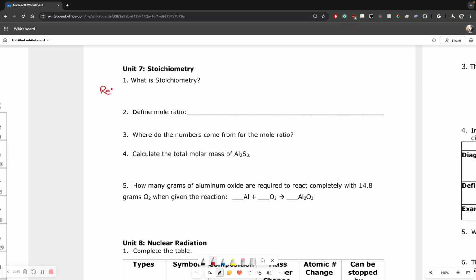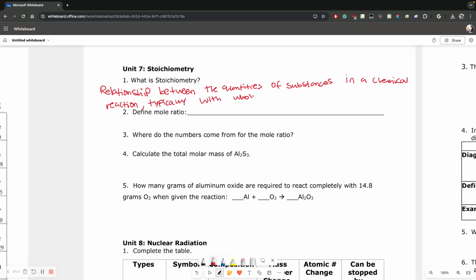So we can say the relationship between the quantities of substances in a chemical reaction, typically with whole number ratios.